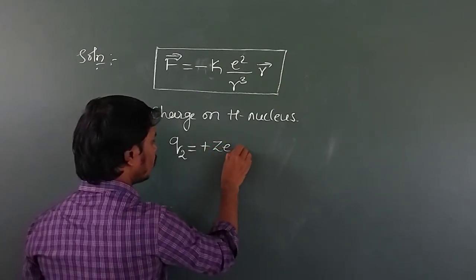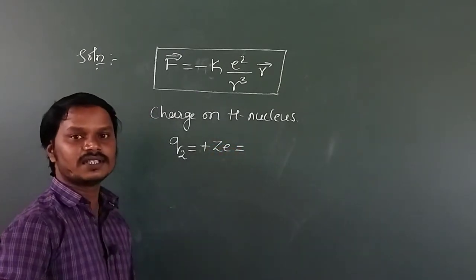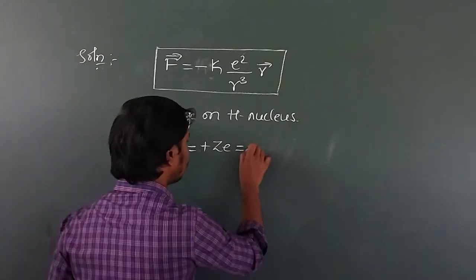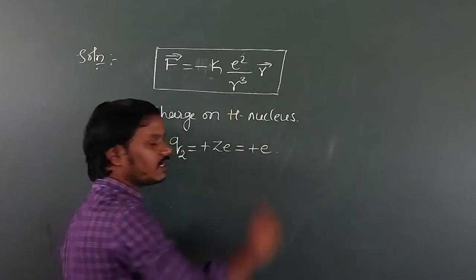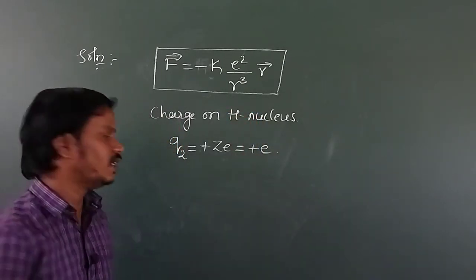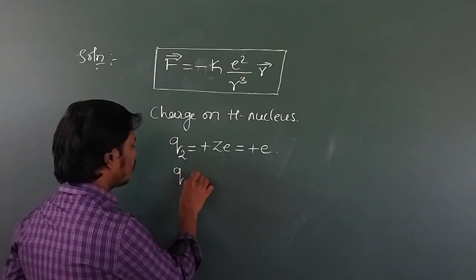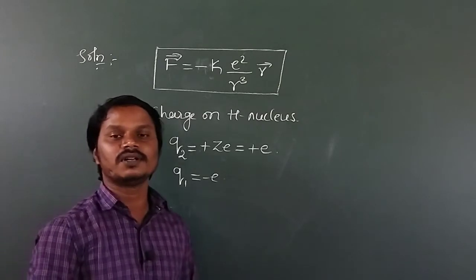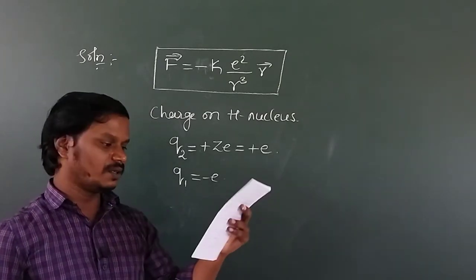How many protons are present in the hydrogen nucleus? There is only one proton. That is why Z is replaced by 1. Then it can be taken as plus e. And similarly, the charge on an electron, that is minus e, is q1. Q1 is equal to minus e. Then this is the answer, the Coulomb force between the revolving electron and the hydrogen nucleus.